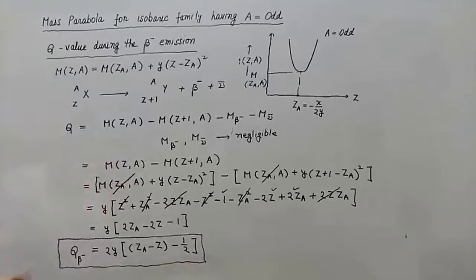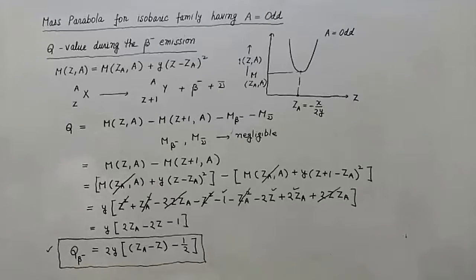Here you have to remember one thing: because Q has the unit or dimension of energy, this constant Y will also be in terms of energy. It will also have the dimensions of energy. So always substitute this Y in terms of dimension of energy. This Q already has dimension of energy. So this will be the formula for Q beta minus. In this way we have found the Q value of the beta minus process for any arbitrary beta minus emission process.